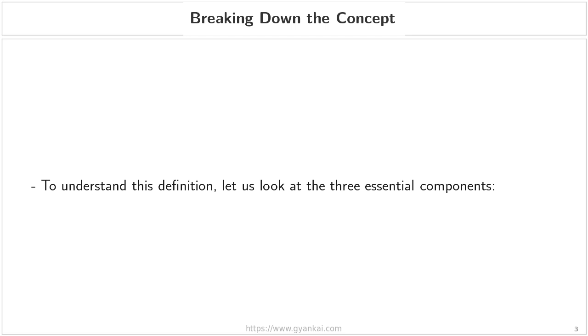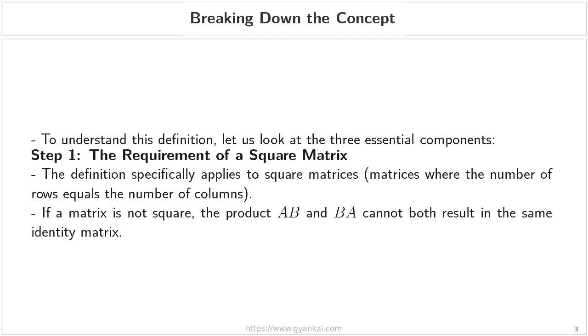Breaking down the concept. Now that we have looked at the formal definition, let us break it down into 3 essential components to ensure we fully grasp the requirements of an invertible matrix. First, let us discuss the requirement of a square matrix. You will notice that this definition applies exclusively to square matrices, which are matrices where the number of rows is exactly equal to the number of columns. This is a critical point because if a matrix is not square, it is mathematically impossible for the product of A times B and the product of B times A to both result in the same identity matrix.